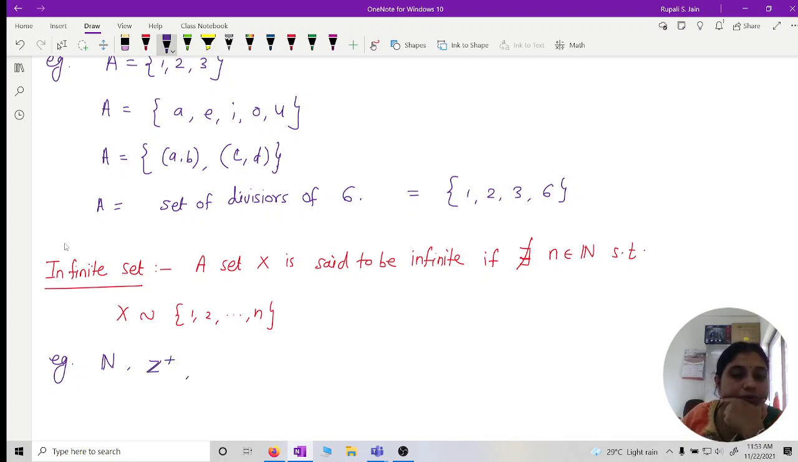Z also. Yes, ma'am, integers. What about Q? Rationals. Yes. It is infinite. Yes, etc.